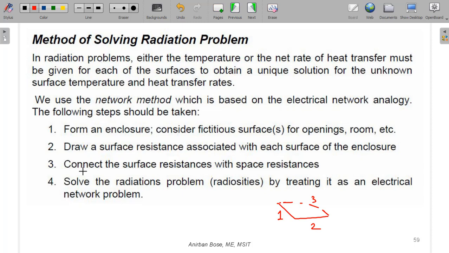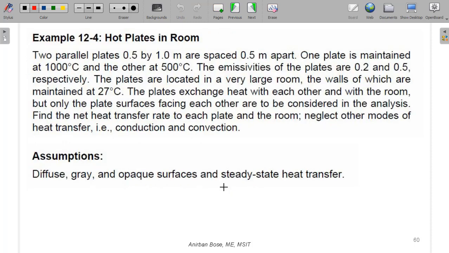Now connect the surface resistances with the space resistances. Okay, so for a surface, then you have to connect it with the space resistance and solve the radiation problems by treating it as an electrical network problem. So let us see one example and try to understand. So here is a problem of two parallel plates separated by a distance. All the informations are given, and the assumptions we will always consider like diffuse, gray, opaque, and steady state heat transfer.